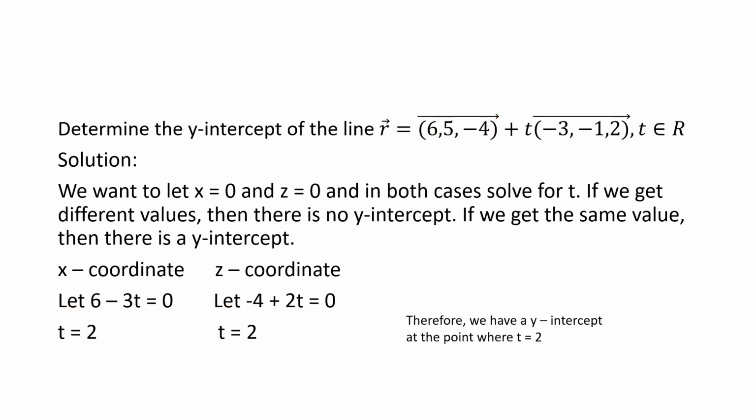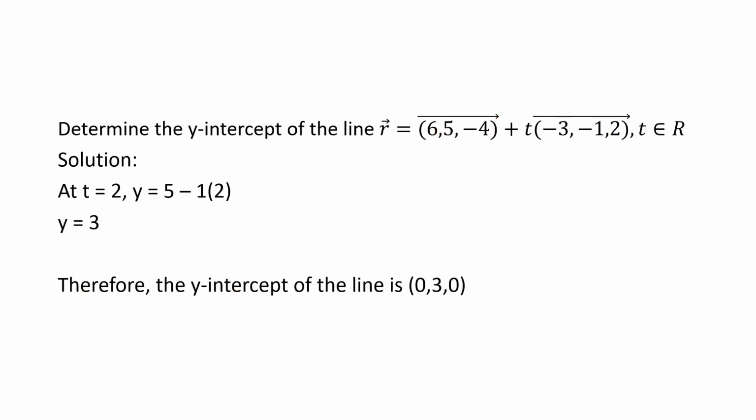So now we just have to take that t value of 2 and plug it in. We do that, and we get y equals 3. So x is 0, z is 0, y is 3, and we found our y-intercept, 0, 3, 0.